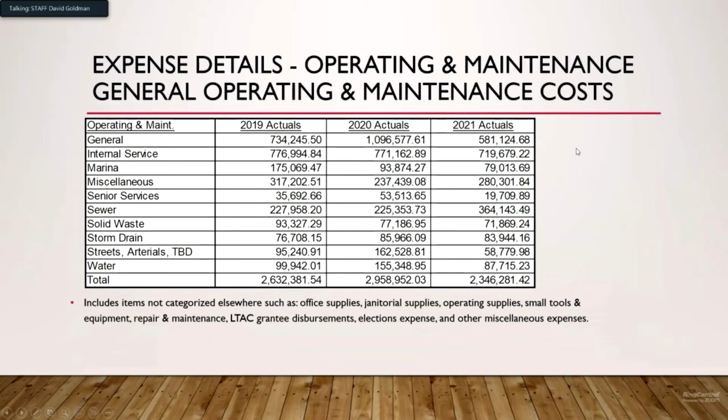So these are general operating and maintenance costs that are not specifically categorized elsewhere. This would include things like office supplies, janitorial supplies, general operating supplies, small tools and equipment, like LTAC grantee disbursements, elections expenses, just various catch-all for miscellaneous expenses. And this is how these were broken out among the different funds for those costs.